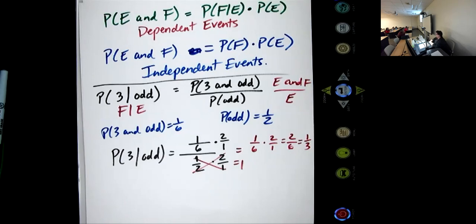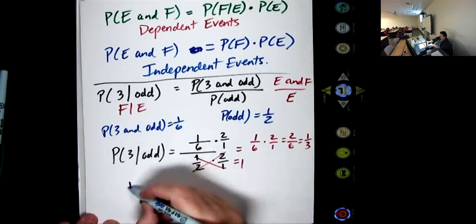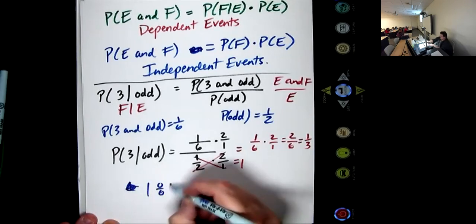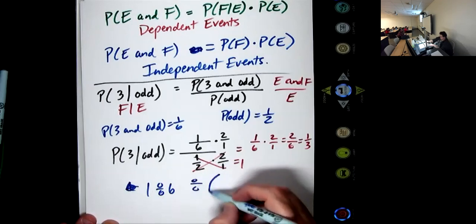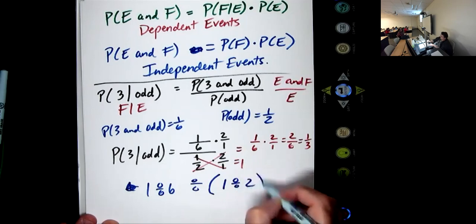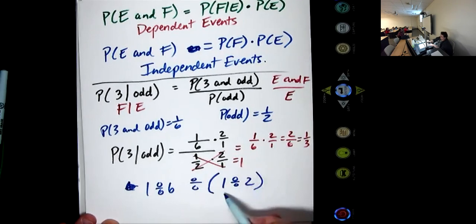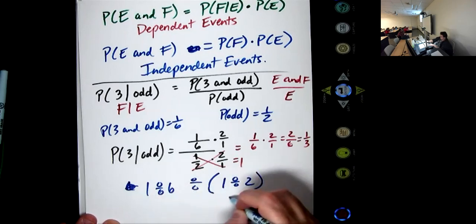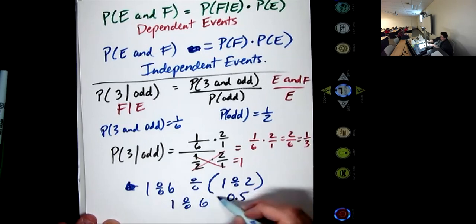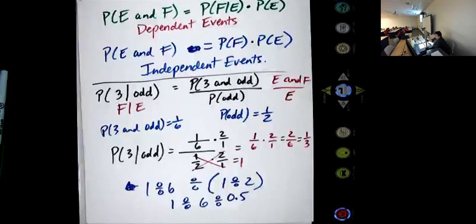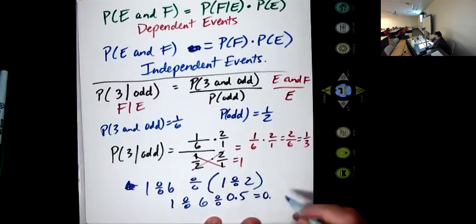Or you throw this in a calculator. Your calculator has fractions, it goes much quicker even. But in a calculator, this is going to be 1 divided by 6 divided by, if you've got parentheses, do the parentheses, 1 divided by 2. It might just be easier to do the 1 divided by 2 first. 1 divided by 2 is 0.5. And then do 1 divided by 6 divided by 0.5. You're going to get 0.33333333. It's just going to keep going.